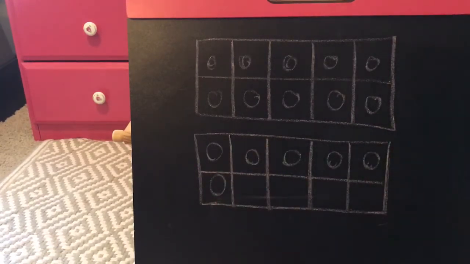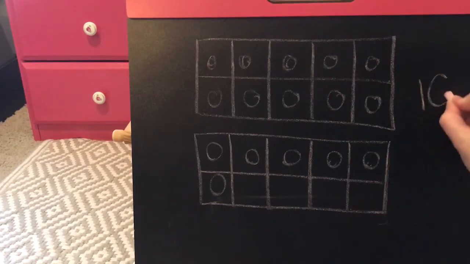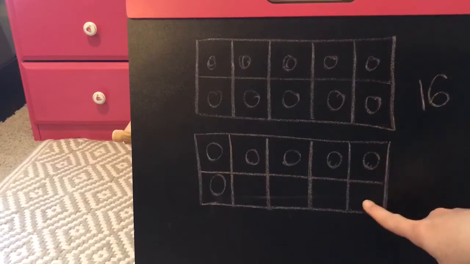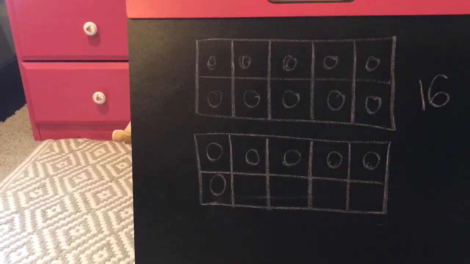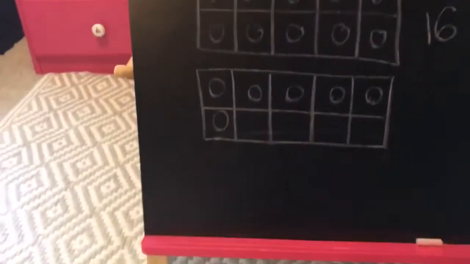So using a tens frame, I've shown 16 by taking one group of 10 and 6 ones and putting that together to make 16. Now, composing, decomposing numbers is a very big word, but it's actually very simple. Composing means put together, decomposing means take apart.